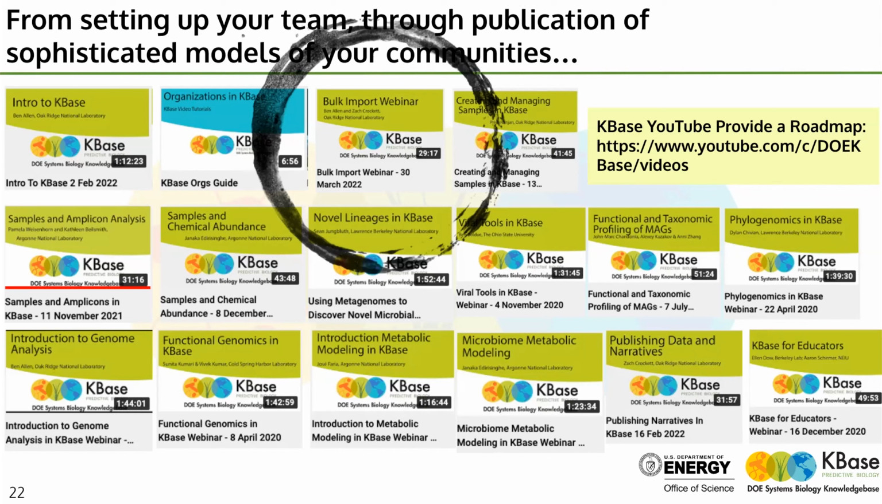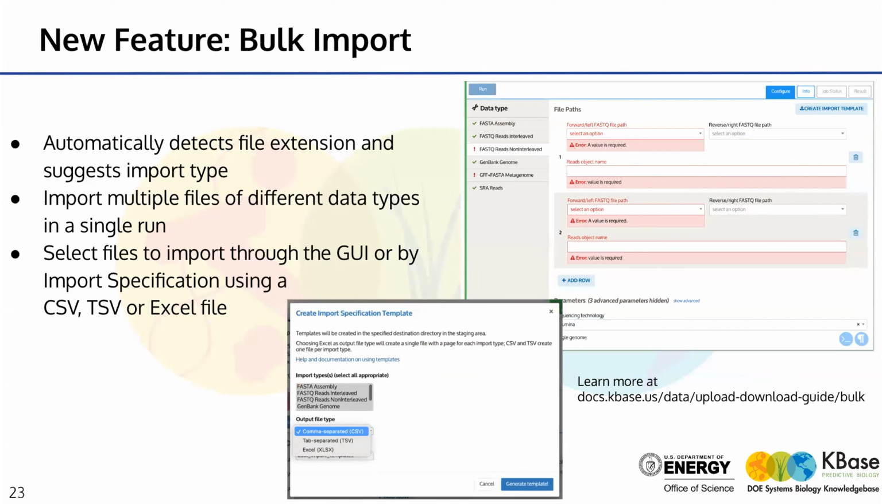Let's talk about bulk import. Bulk import is a way of bringing many different files onto the system at once. Right now, you can do reads and assemblies, and I think chemical abundance, more or less. It can detect by file extension what kind of types you're looking at. You can import multiple files of different data types at once.